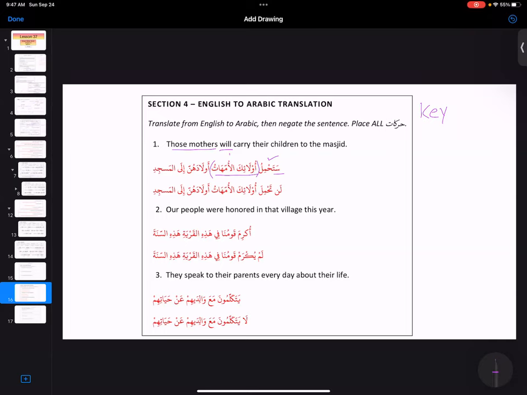Now who are they carrying? Their children. Children is awlad, and their children will be awladahunna. Why awlada? Why not awlad? Maf'ul. To the masjid, ila al-masjid.